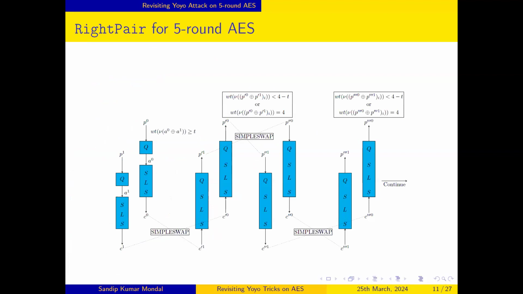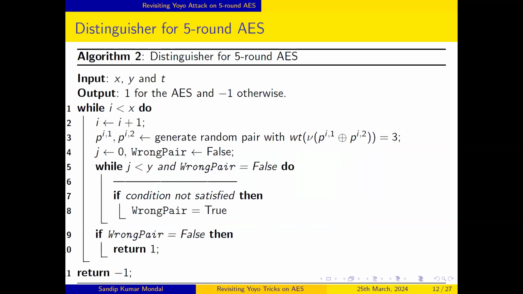So in the algorithm, let's say we choose 5 pairs and there is at least one right pair. If all the pairs are wrong pairs, then the algorithm returns that this is a random permutation. So we choose Y such that a wrong pair is eliminated.